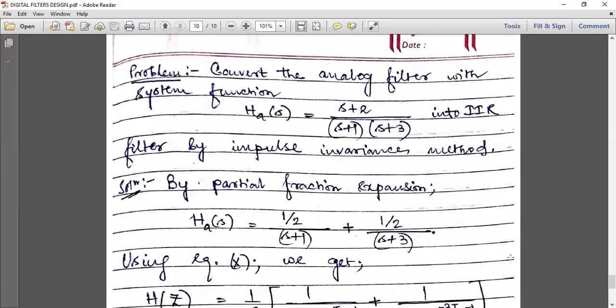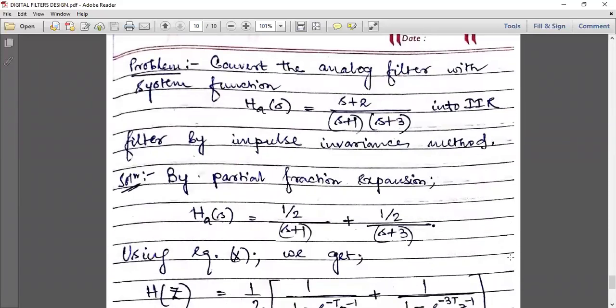Now come to a problem. Convert the analog filter with system function H(S) equal to (S+2) by (S+1)(S+3) into an IIR filter by the impulse invariance method. So first this function will be partial fraction expanded. Doing partial fraction expansion, we have got half by S plus 1 plus half by S plus 3. The way you do partial fractions, same thing.